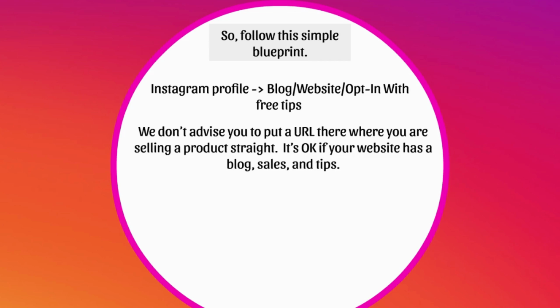So we don't advise you to put a URL there where you're selling a product straight. It's actually better if that link is going to your blog or a content piece with tips, maybe tips on scuba diving, the top 10 things you shouldn't do as a newbie scuba diver, or the top 10 gears that I use. So if you think about that, you're telling them the gears that you use, and maybe you link them to affiliate links like Amazon affiliate links.